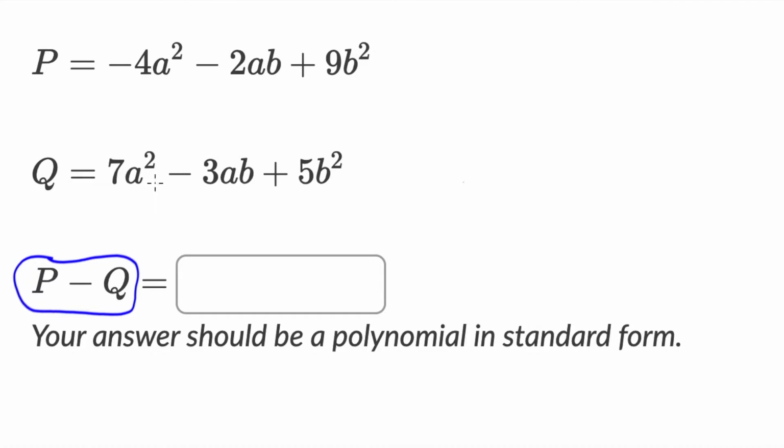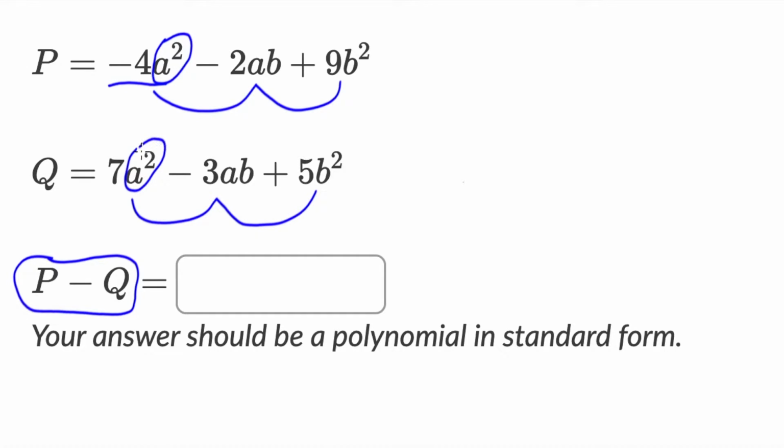And how are we gonna do p minus q? I mean, there's so many terms and so many variables. How is this even possible? Well, believe it or not, it's actually pretty easy. Let's look at our first term, negative 4a squared. You'll see the variable that the coefficient is attached to. It's a squared, okay? So let's circle it.